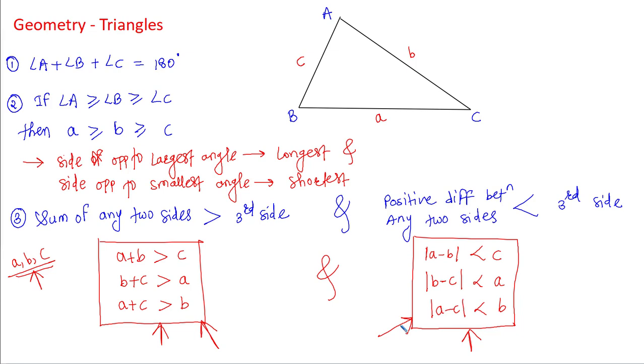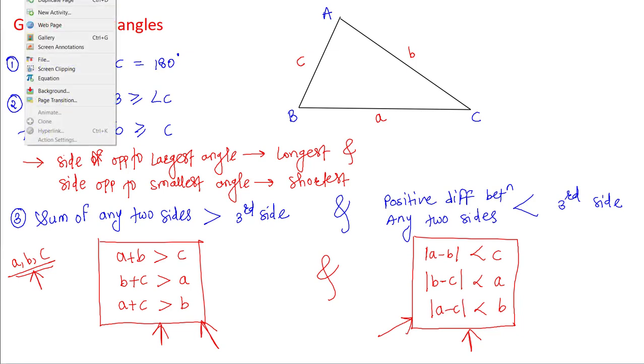So how to decide whether from given 3 sides we can draw a triangle or not? For that we need to check these 2 sets of inequalities, any one set out of these 2 sets. So let's do an example. My question is, can we draw a triangle with the sides 13, 17 and 9? Tell me yes or no. Let's check. We need to check any one set out of those 2 sets. So let's check the first set.